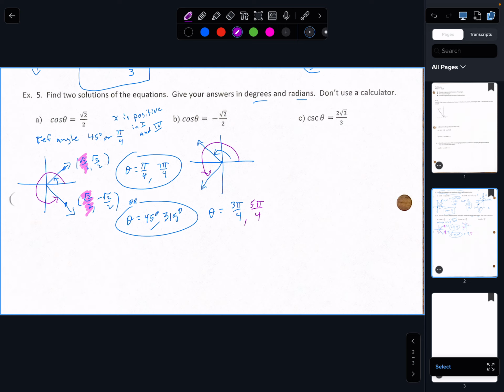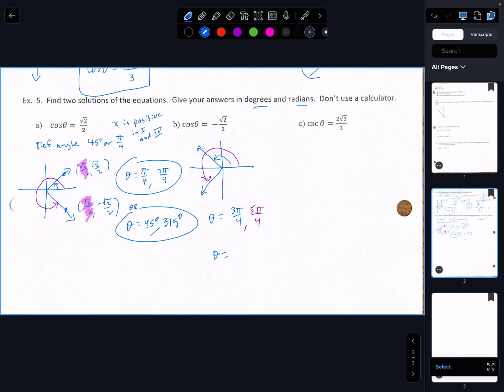And the degrees that correspond with those, 135 degrees, and 45 beyond 180 is 225 degrees.